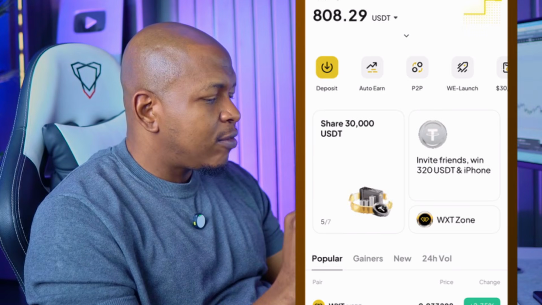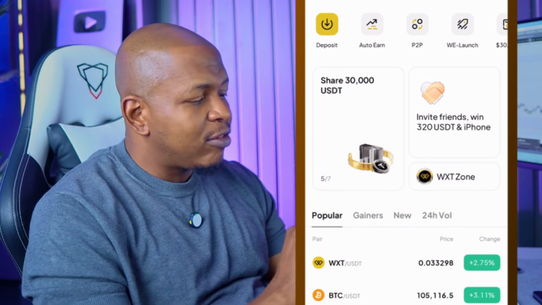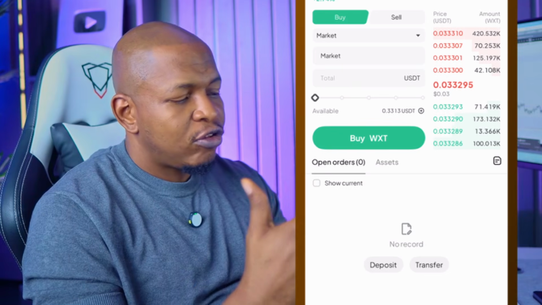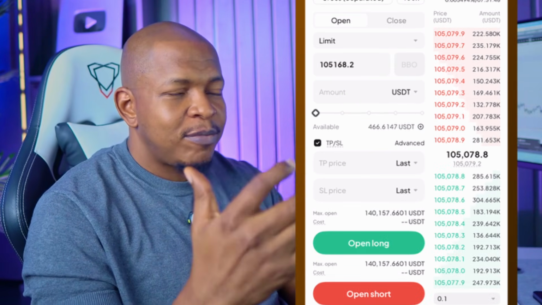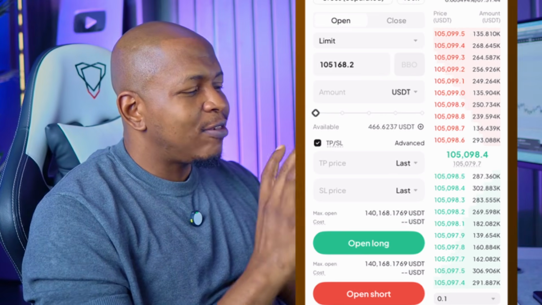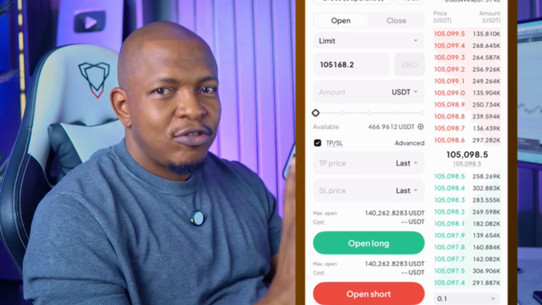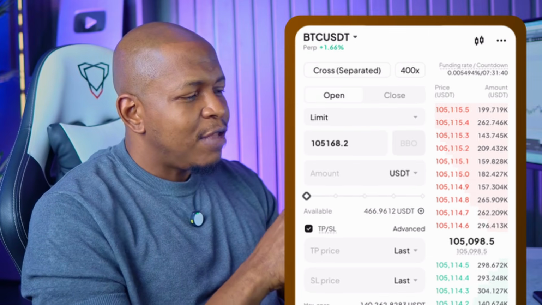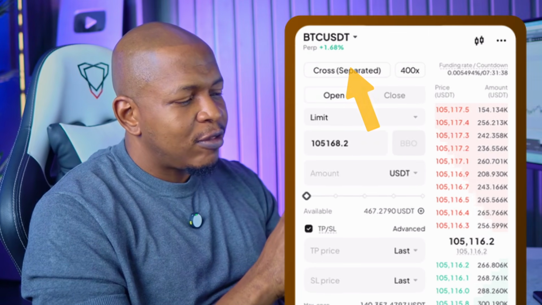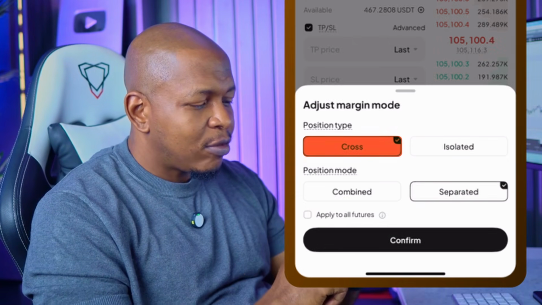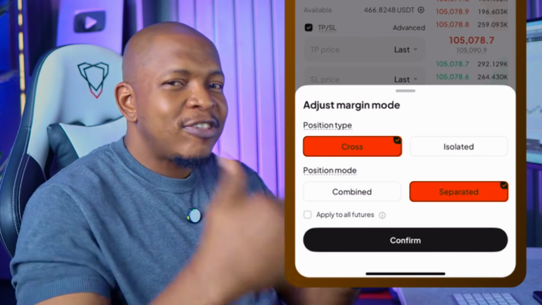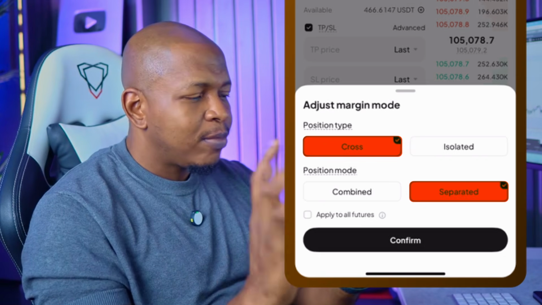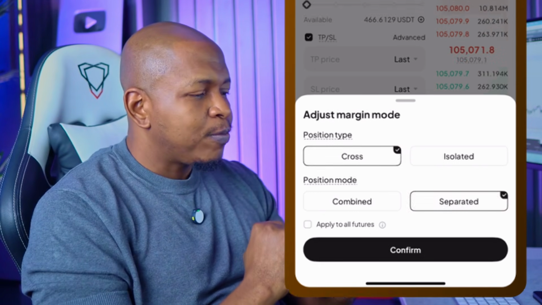The next thing I want to show you is this. I've already showed you the trade section and how to take spot trades. What are the futures settings? The first thing I will show you is simply how to set up here to trade. Now, if you look above, you see cross and separated. I like to keep it in cross and separated because this setting helps me to do the stacking that I talked about. Okay, and I'll show you how that works as we go.